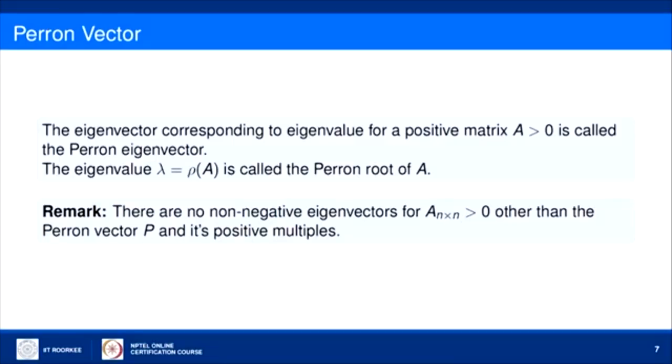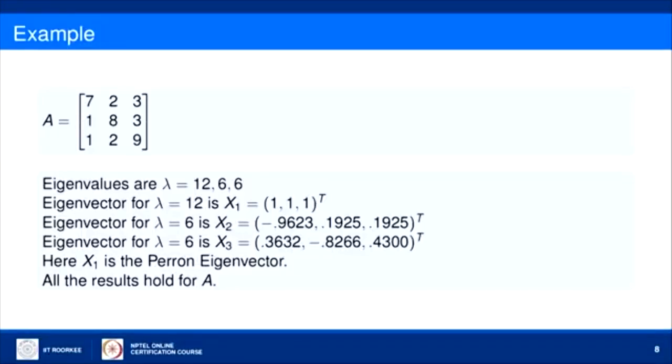Now, if A is a positive matrix, there are no non-negative eigenvectors for A other than the Perron vector, which means all other eigenvectors will not be non-negative. There will be some negative component in the column vector. Those are the eigenvectors. So, now let us take an example to explain this in a better way.